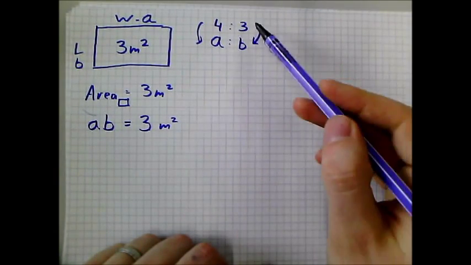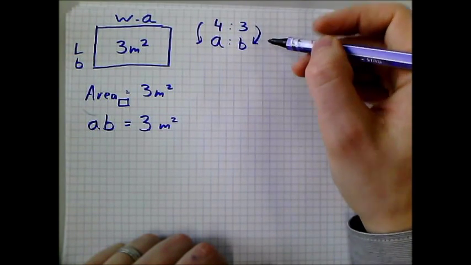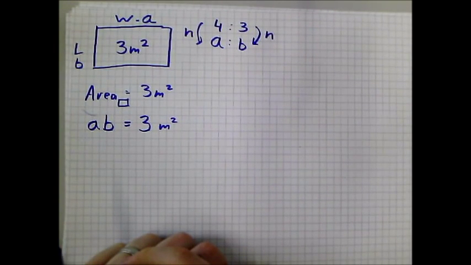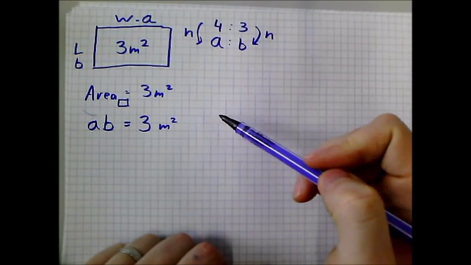Now obviously I don't know what those are because I don't know what these letters are. So for now I'm going to multiply these by an unknown letter. Let's call that N. I'll do that to both sides. Okay. And now I can create an expression for A and B separately.